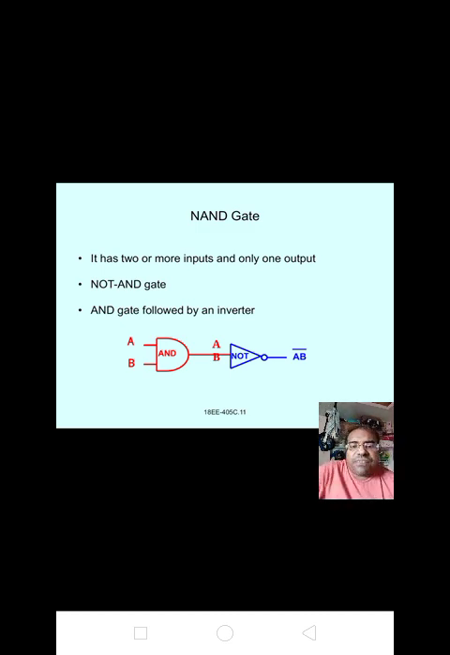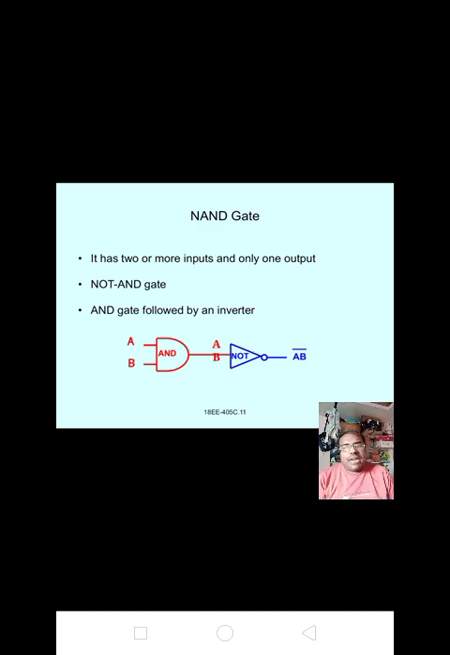See here in the figure, it is clearly depicted. For AND gate, we are connecting a NOT gate. Then we get the output for NAND gate. Inputs for AND gate are A, B. Output is A into B. A into B as a single input is given to the NOT gate. We get the output AB bar. Output Y equal to AB bar.